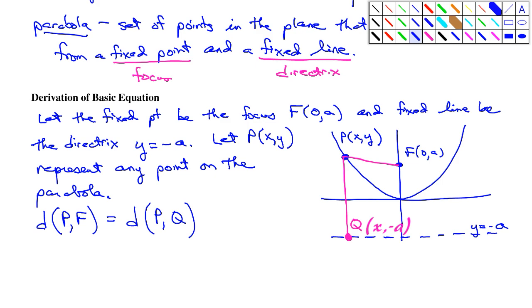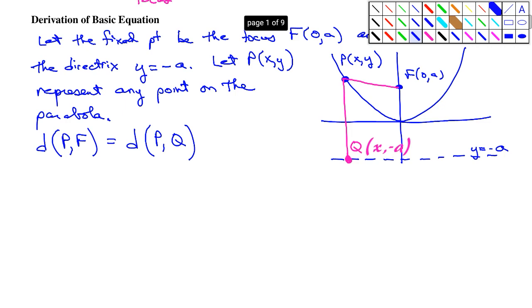Now, let's see what we get out of this. One thing to remember is that if the distances are equal, then the squares of the distances must be equal. The distance formula uses a square root. We don't have to use the square root, because if the distances are equal, then the squared distances must be equal as well. So we'll skip the square root part here.